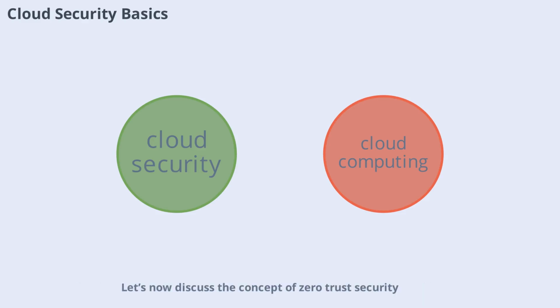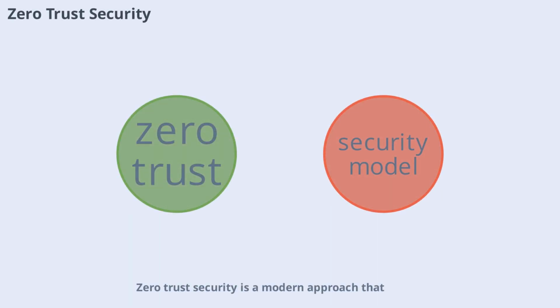Let's now discuss the concept of zero trust security. Zero trust security is a modern approach that assumes no device or user is automatically trusted, even inside the network. Every access request is verified and strict controls are enforced. This approach helps prevent breaches by limiting the movement of attackers within a network. Zero trust is becoming increasingly popular as organizations face more sophisticated threats.